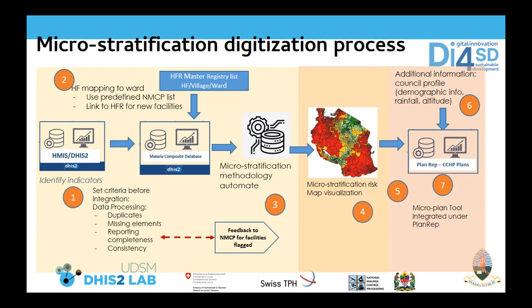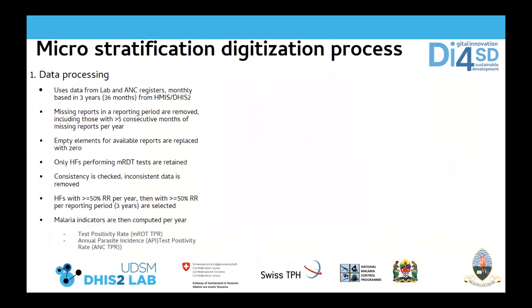So the map from DHIS2 now goes as the input into the planning system. Just a little bit of what I have said, these are criteria for data processing. The data that was used is lab and ANC data. And of course the cleaning in terms of reporting, we were looking at the missing reporting periods. Also we're looking at the empty elements across the data. Also we are only targeting the facilities that are performing MRDT tests for the data that we used.